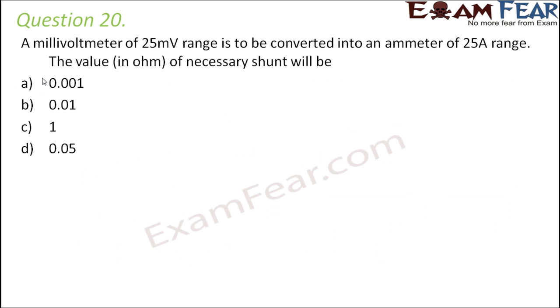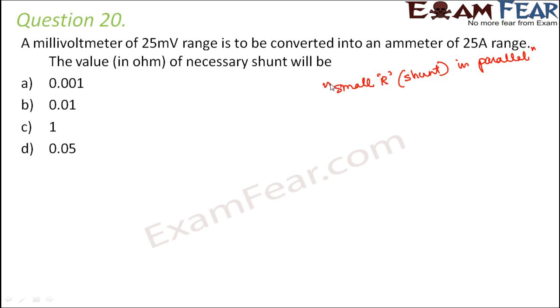Question number 20. A millivoltmeter of 25 millivolts range is to be converted into an ammeter of 25 ampere range. The value in ohms of necessary shunt will be. Now again, a quick recap. What do we do to make an ammeter? To make an ammeter, we need a small resistance, which we call the shunt, in parallel. Correct? That's what we do.